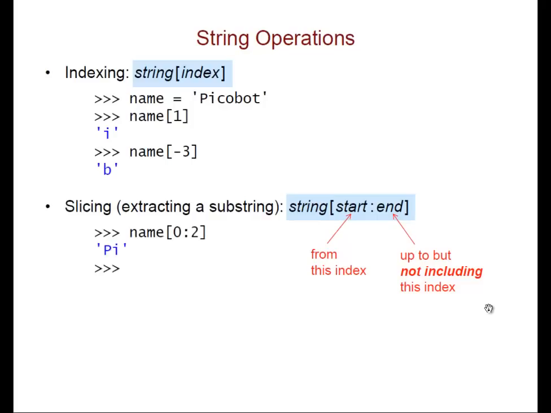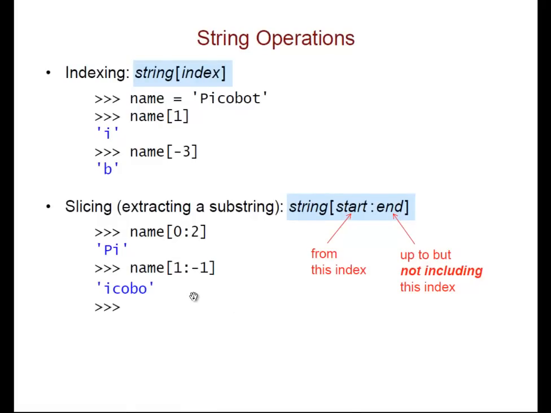For example, if I go back to my string picobot that I've assigned to the variable name, if I say give me a slice from position 0 up to but not including position 2, I get the first two characters, the pi. I don't get the c, which is the character at position 2.